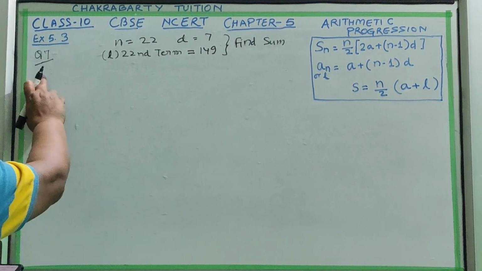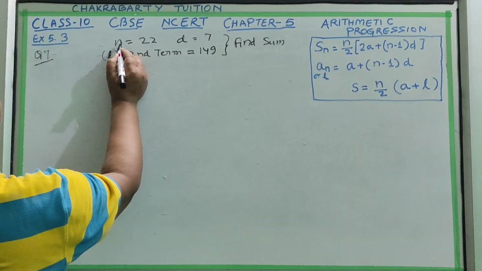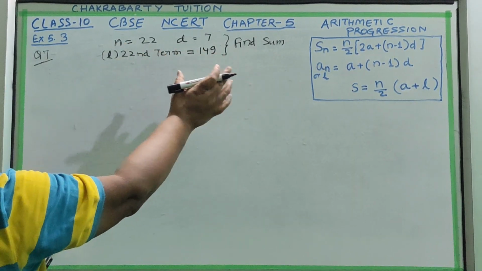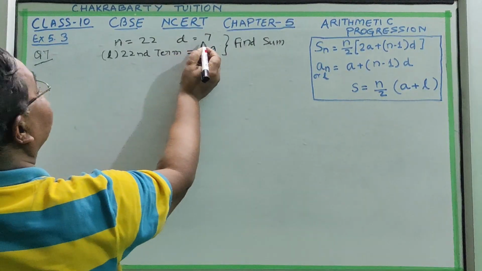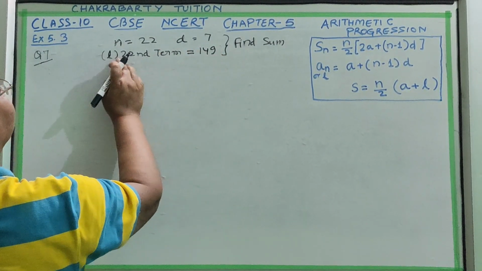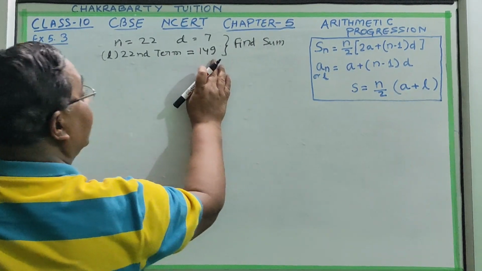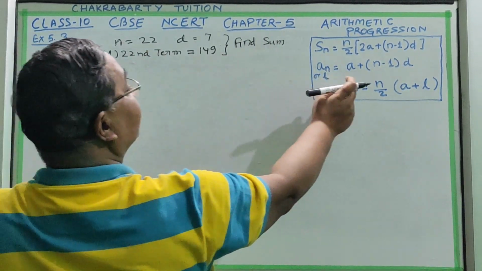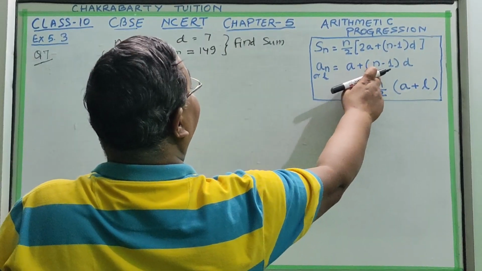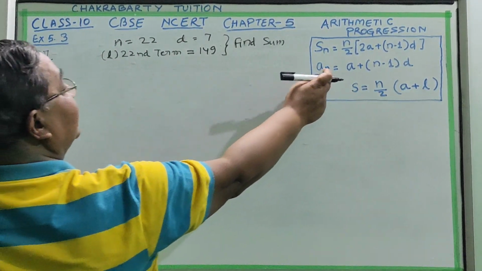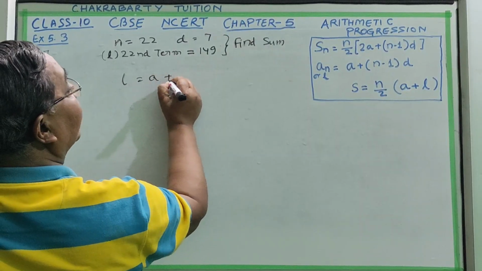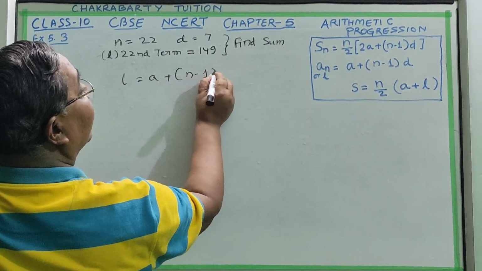Now question number 7. Here in the question, it is given that there are 22 terms in an AP, and the difference is 7. And the 22nd term is 149, means last term is 149. So with the help of this, D is given, L is given, and we can find out. So we will find out with the help of this formula. Okay, L is equal to a plus (n minus 1) d.